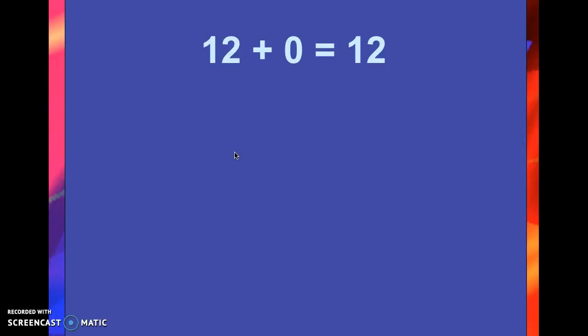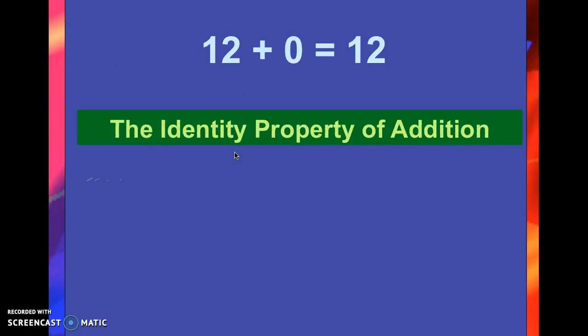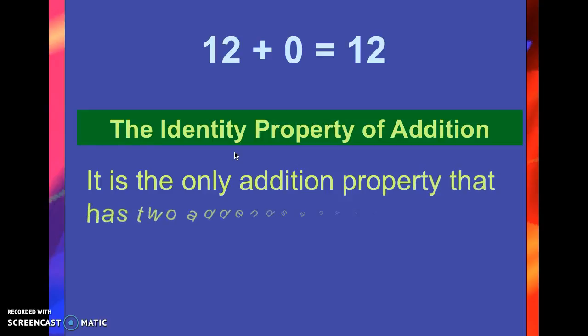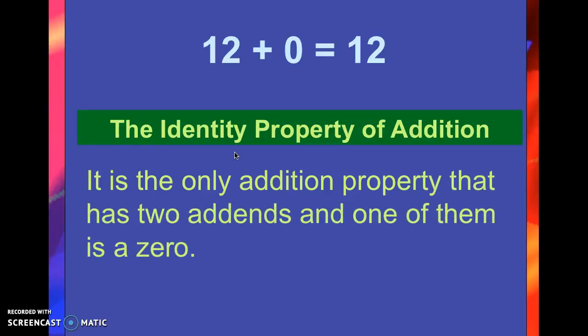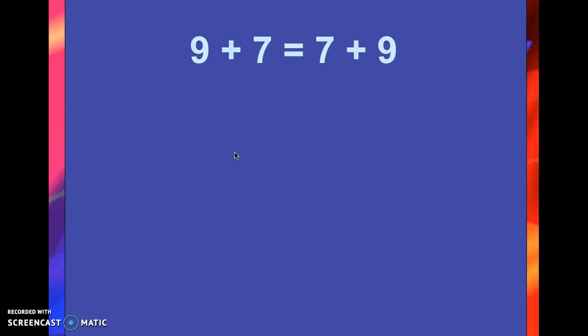Obviously, this one's going to be the identity. The identity property of addition. It is the only addition property that has 2 add-ins and one of them is a 0. So these are good ways to remember what they are.